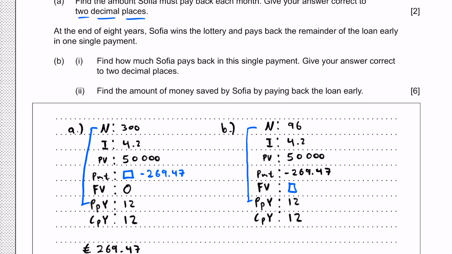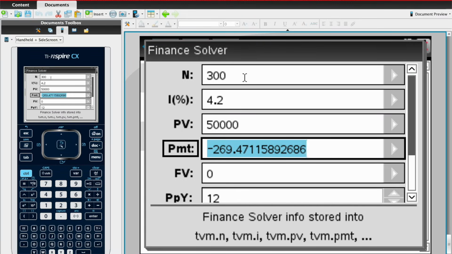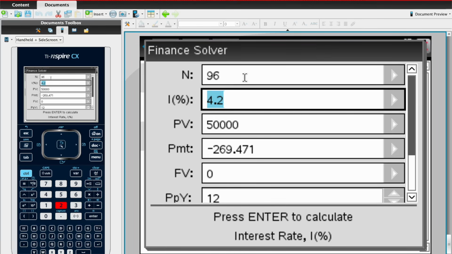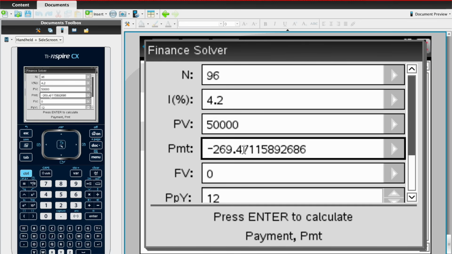Okay. So here we are. Let's go to our document, the calculator here. 8 times 12, 96. Interest rate is still the same. This is good. This we might actually run into trouble. The calculator gives us essentially a greater number of decimal places than what we were working with initially.